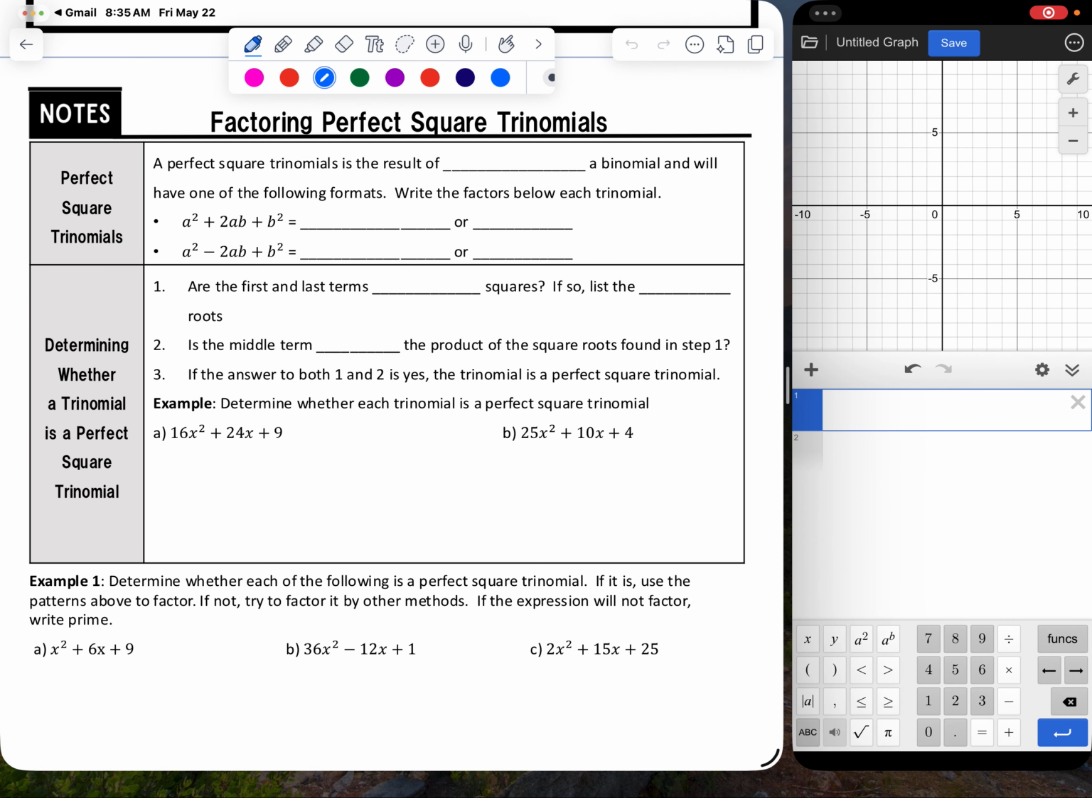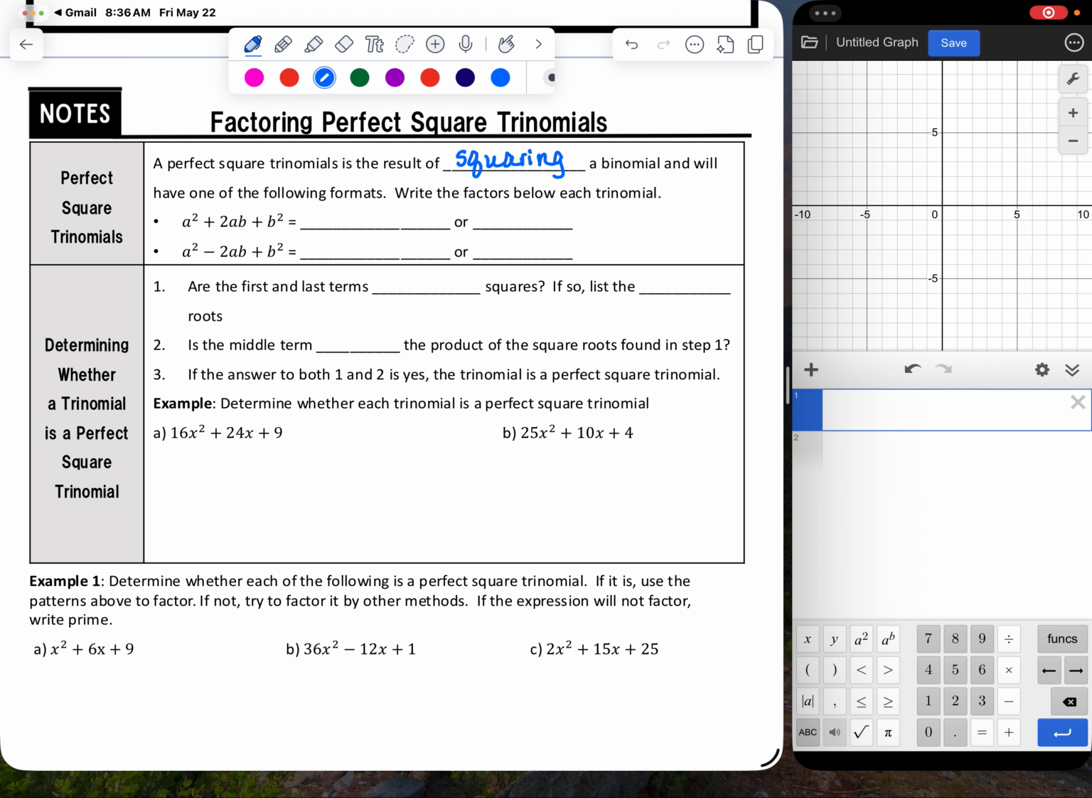In today's lesson, we will be exploring a factoring shortcut that can only be used on perfect square trinomials. So before we get started on what the shortcut is, let's define a perfect square trinomial. Now, a perfect square trinomial is the result of squaring a binomial, and will have one of the following formats.